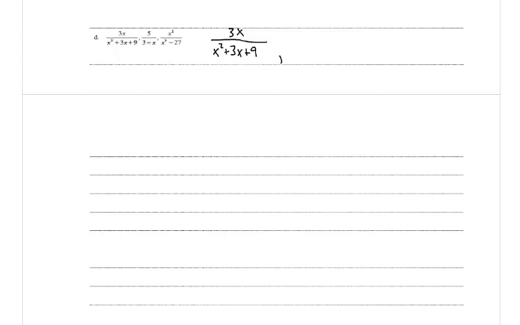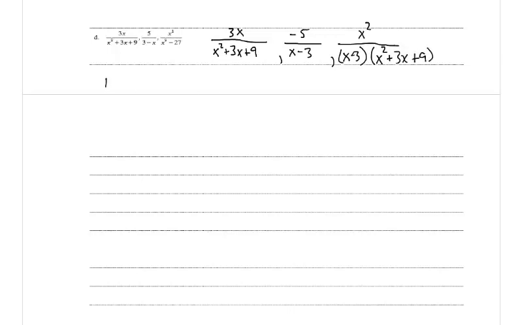Remember, we can factor a negative out of the denominator in the second expression, so we could say that this is minus 5 divided by x minus 3, and then we have x squared divided by x minus 3 times x squared plus 3x plus 9.